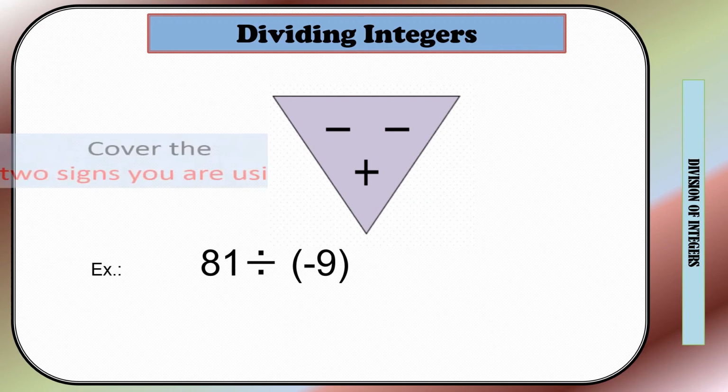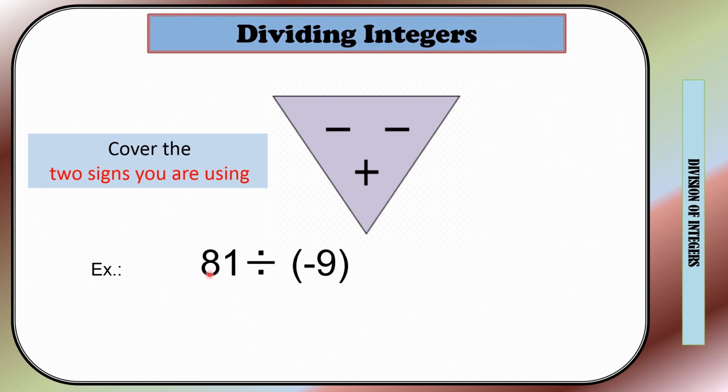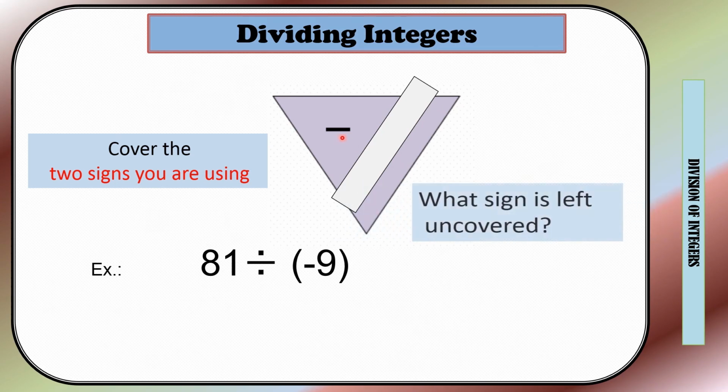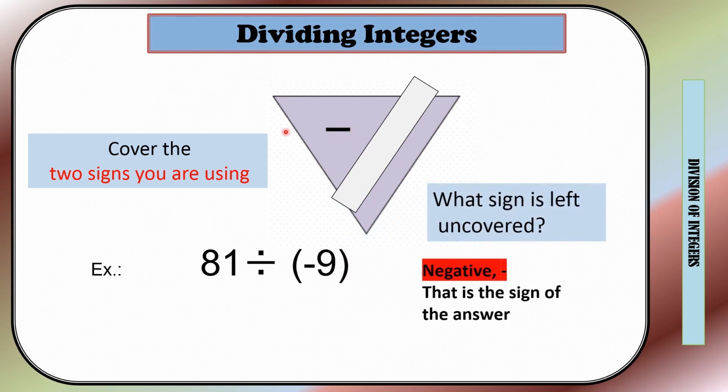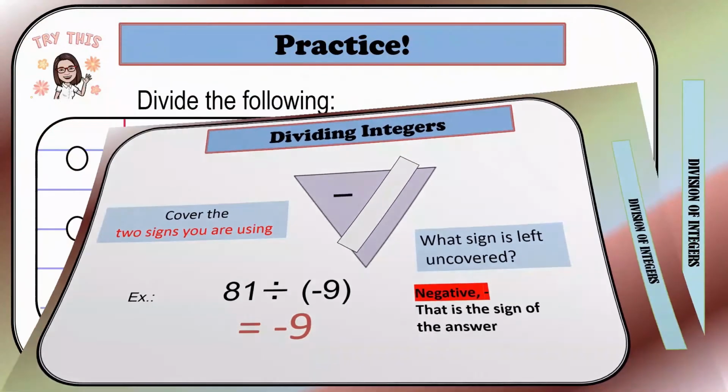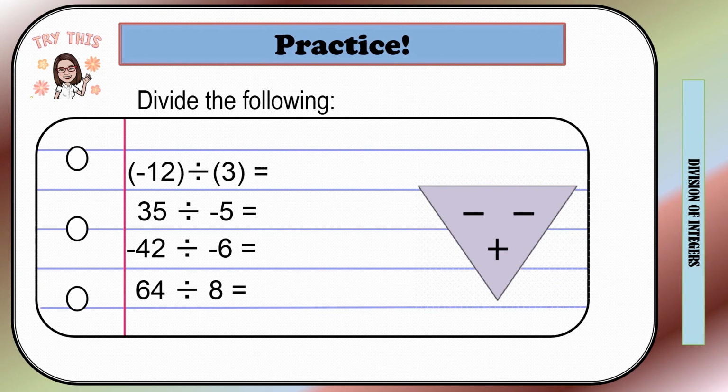Let's have another one. If you have 81 divided by negative 9, so positive and negative, just cover the two signs, positive, negative. So the sign left uncovered is negative. Therefore, your answer when you divide 81 by 9 is negative 9. So this is our answer for the given. I want you to practice again answering. Maybe you can use multiplication here, or you can simply use the rules, just like what you have done in multiplication of integers. Do it for 15 seconds.